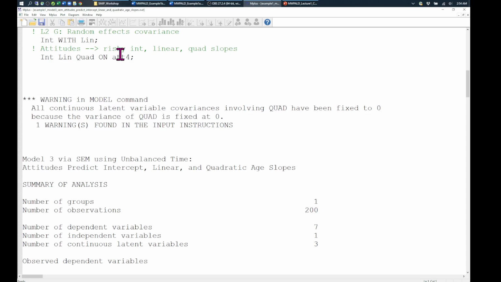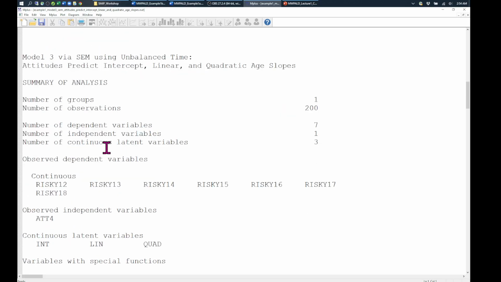In the SEM version of the same model, the default is to include the covariances and you have to request them to be shut off. And this is why I don't like memorizing defaults. So I write the model that I want to have.